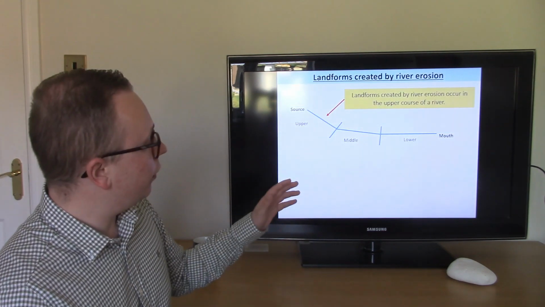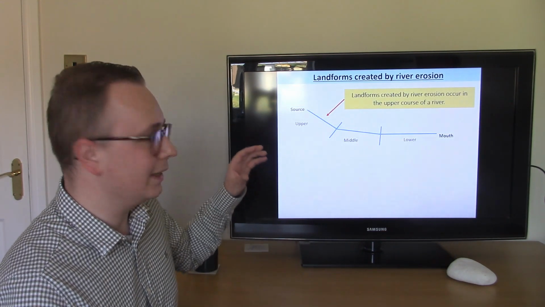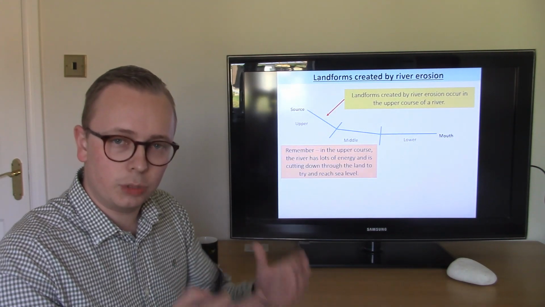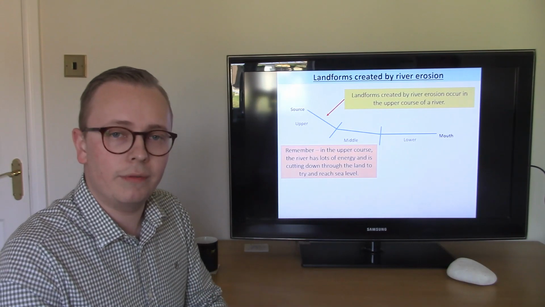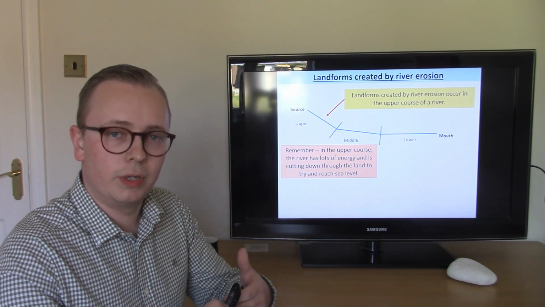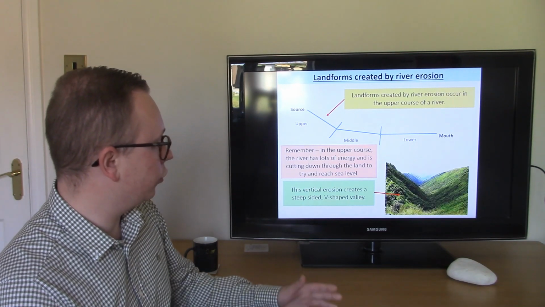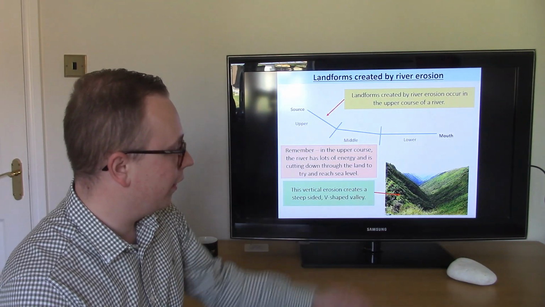So, river erosion landforms are created in the upper course of the river. This is where the river's got the most gravitational potential energy, pulling the river down towards the sea, giving it lots of power to erode vertically through the landscape. And what that does is create these steep-sided V-shaped valleys.